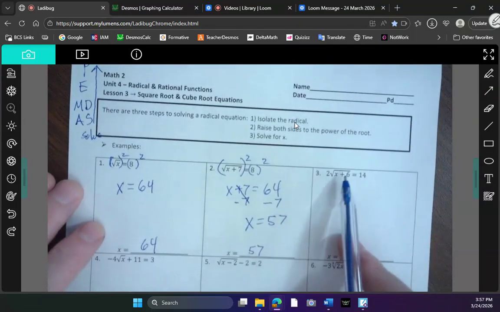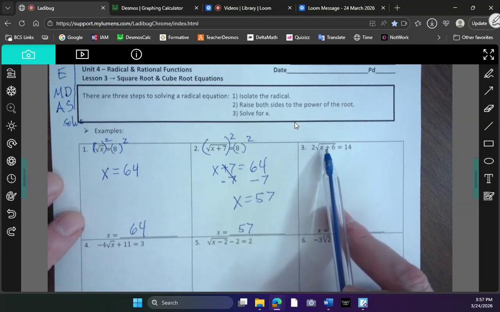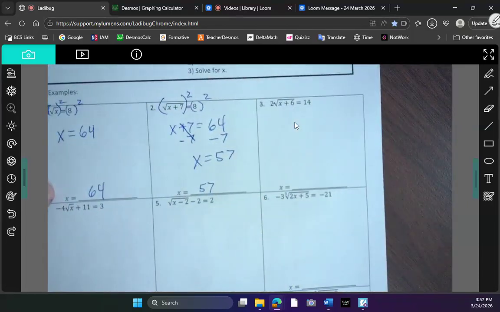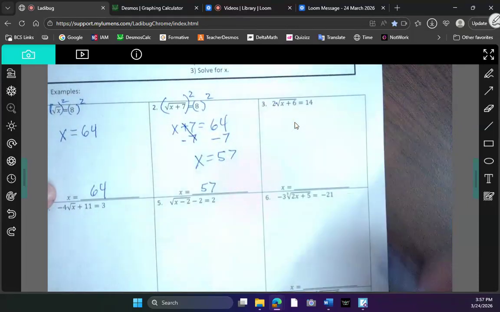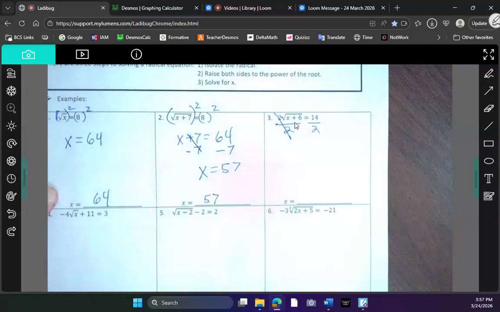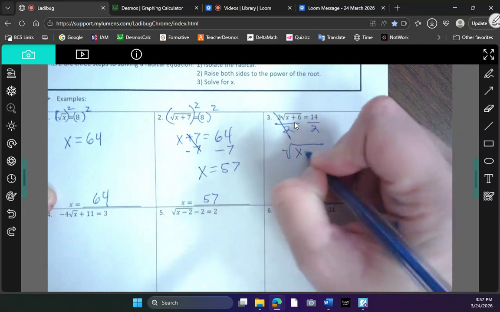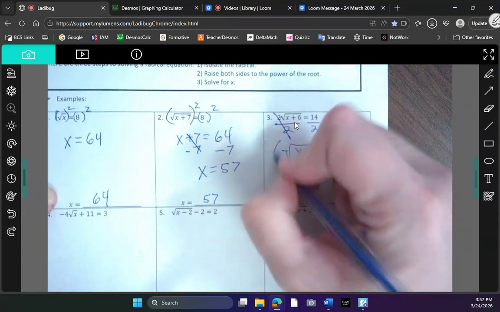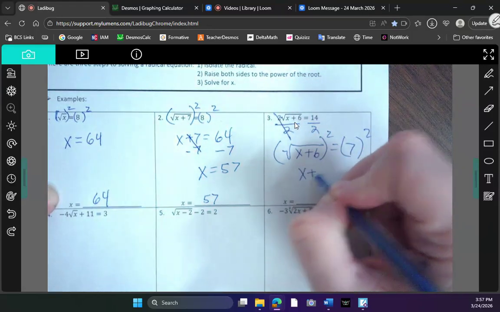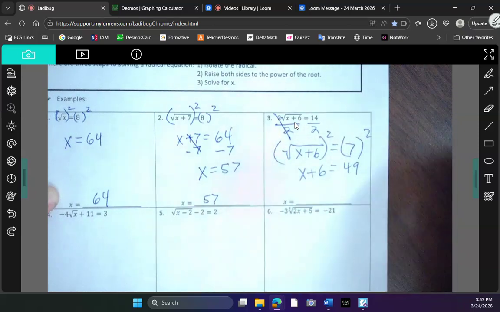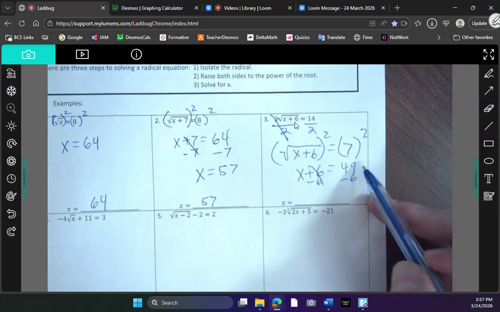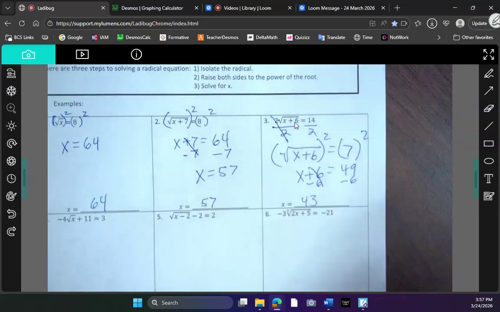Now this is one where we have to isolate the square root first. So the 2 is multiplying times that radical. So the opposite of multiplying by 2 is dividing by 2. So we have the square root of x plus 6 equals 7. The opposite of square root is squaring. We've got that's 49. The opposite of adding 6 is subtracting 6. And 49 minus 6 is 43.